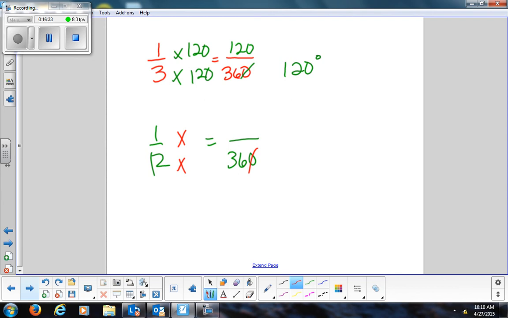12 times 3. 12 times 3 is 36, but I got to remember about my 0. So this is 30. And what I do to the bottom, I do to the top. 1 times 30 is 30. So my answer then is how many degrees? 30 degrees. Okay? All right. Go ahead and do 4 through 9 on your own. No, I want it on your own.